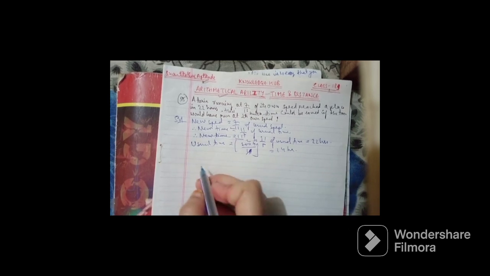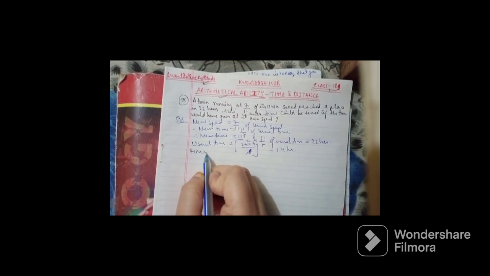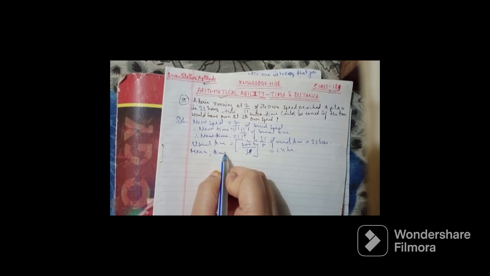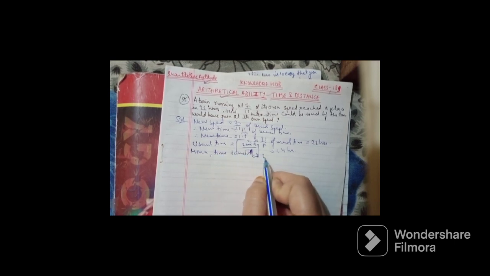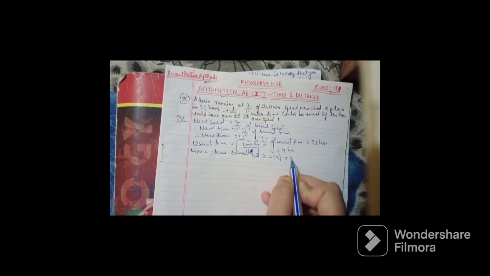Hence time saved is 22 minus 14, equals 8 hours that we have here.